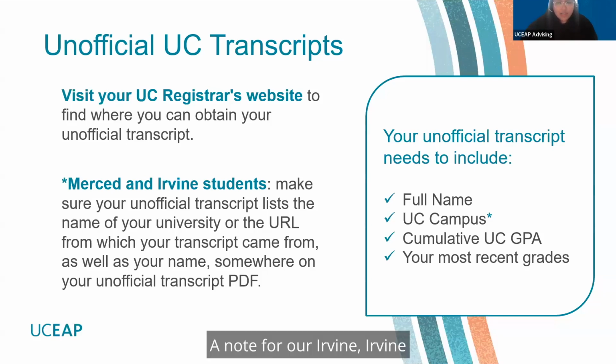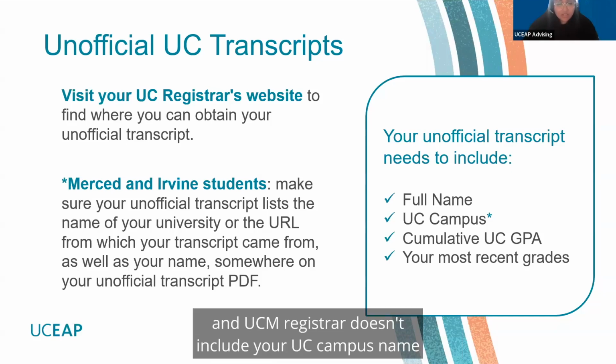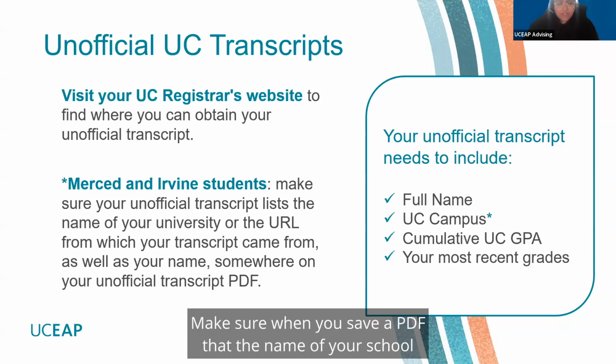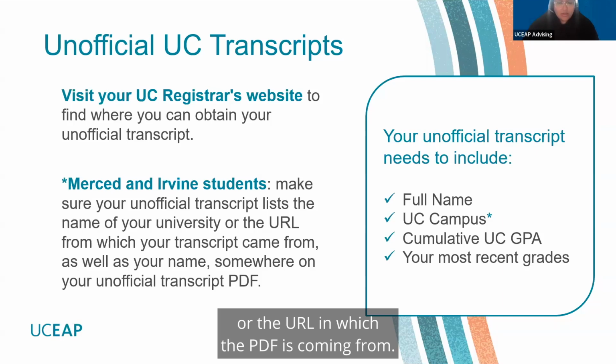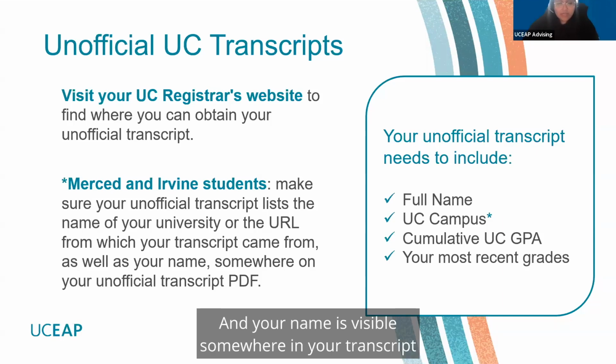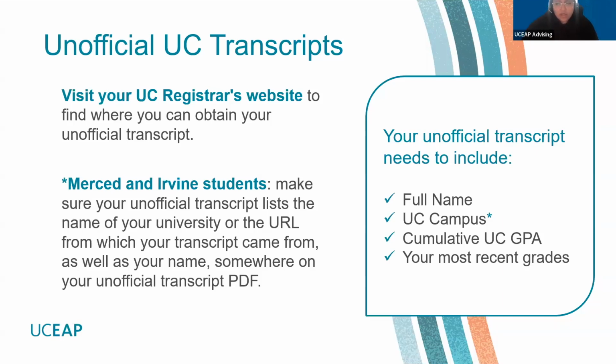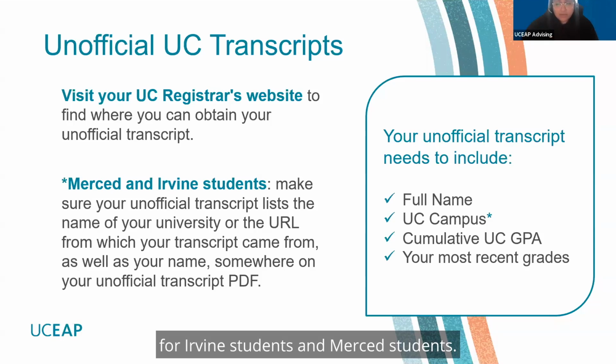A note for our Irvine and Merced students: sometimes the UCI and UCM registrar doesn't include your UC campus name on your unofficial transcript. Make sure when you save a PDF that the name of your school, or the URL from which the PDF is coming, and your name is visible somewhere in your transcript for Irvine students and Merced students.